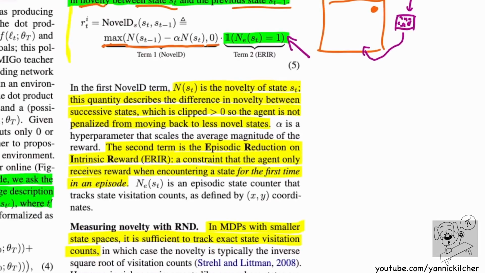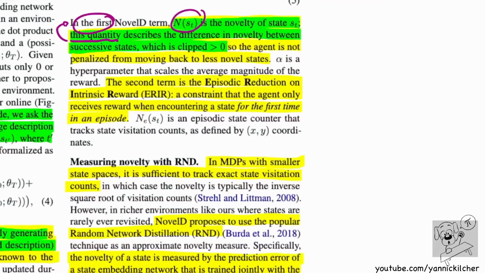yeah. What they say is, in the first term, the n is the novelty. This quantity describes the difference in novelty between successive states, which is clipped to be larger than 0. This is written a little bit weird. This quantity here refers to the first term, not to this thing right here. This thing is just an explanation of what's in the term. So n is the novelty, and the reward is the difference in novelty.